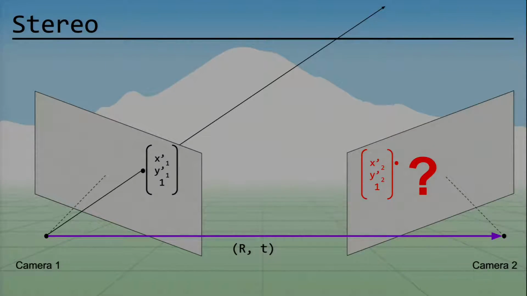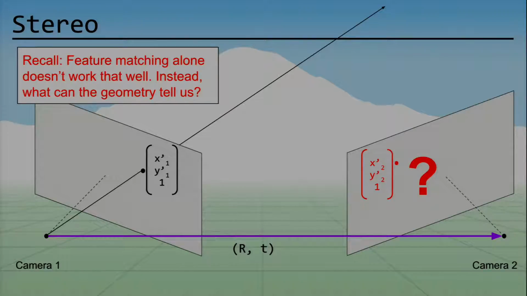So recall that I talked about that if we just did feature matching alone, that doesn't work that well. If we just try to construct a feature descriptor around this point, and then look for that whole feature descriptor across this whole image, we're going to get a lot of false positives, and it's not going to end up giving us that good of depth perception. So instead, what can the geometry of this scene tell us about what's going on here?